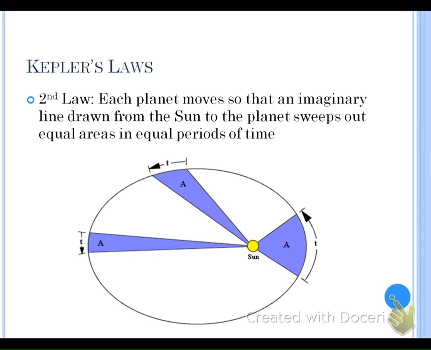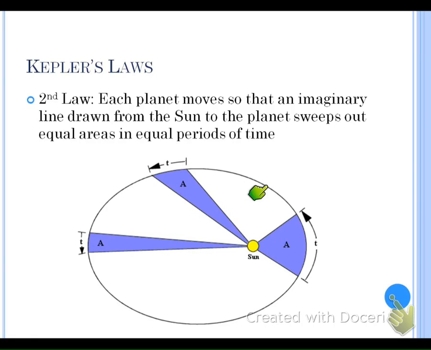His second law tells us that as each planet moves through its orbit, it's going to cover the same amount of area, or equal amounts of area, over equal amounts of time. Any planet that's orbiting the sun will follow these rules. As a planet moves in its orbit, it covers a certain amount of time here. As it covers that certain amount of time, this triangle of area will be equal to this triangle of area, which will be equal to this triangle of area.